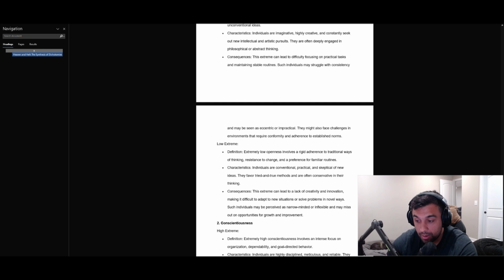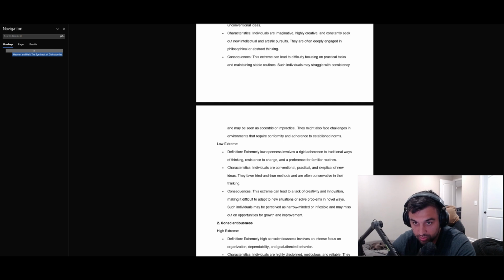So now let's go to the opposite end. A very low openness person would involve a rigid adherence to tradition, a traditional way of thinking, resistance to change, and a preference for familiar routines. I would say this is more left-brain thinking. So it's more systematized, it's more structured, it's hard to change, and it doesn't like change. So if you're extremely low, it would involve rigid adherence to tradition, like I was saying, resistance to change, and a preference for familiar routines.